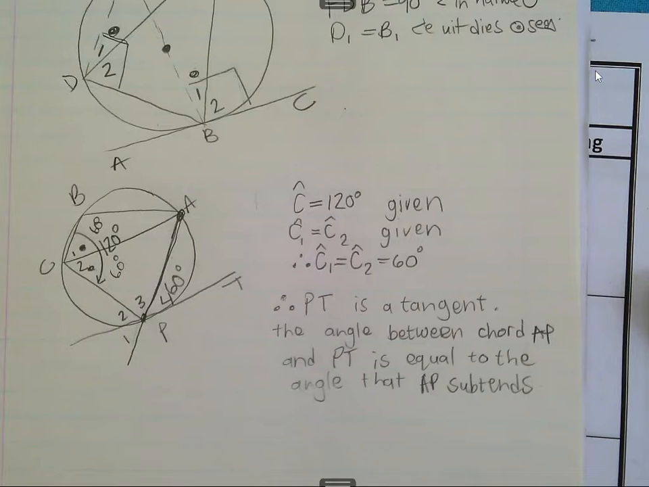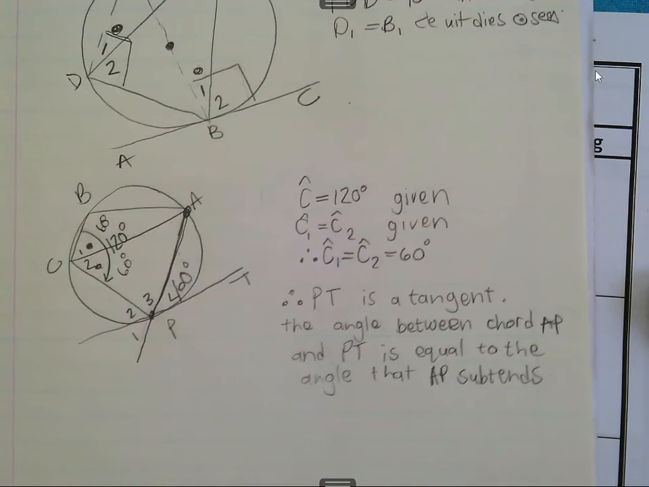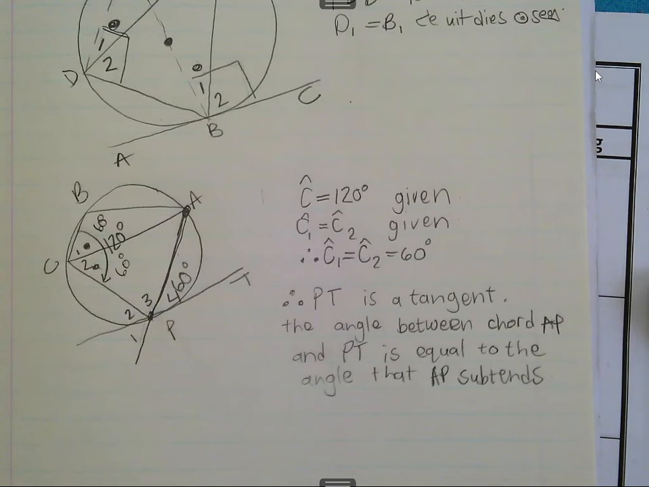Do you see I didn't say tan chord? Not once. Because it isn't a tangent, I have to prove it's a tangent. So you cannot use it as a tangent. Do you understand that? Okay. Alright, we are going to start slowly.